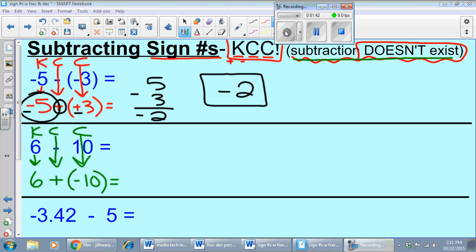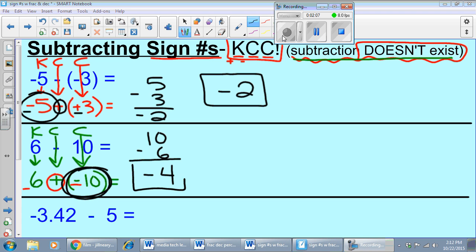Now I'm looking at a problem that says +6 plus -10. So I'm adding with different signs. If you remember from the previous example, when we're adding with different signs, we have to subtract. So larger digit minus smaller digit, 10 minus 6 is 4, and take the sign of the larger digit, which is 10. 10 is a negative sign, so the final answer here would be -4.